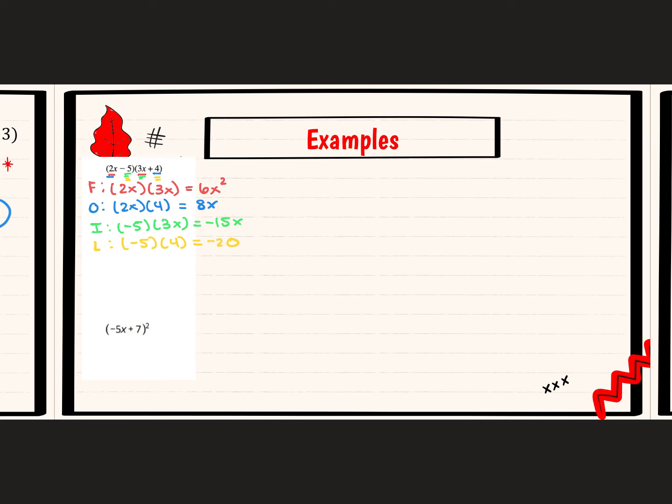Putting all of those pieces together, I have 6x squared plus 8x minus 15x minus 20. I can see here that I have like terms. So I have 6x squared minus 7x minus 20. This also works for the box method, so I'm going to go ahead and draw my box.